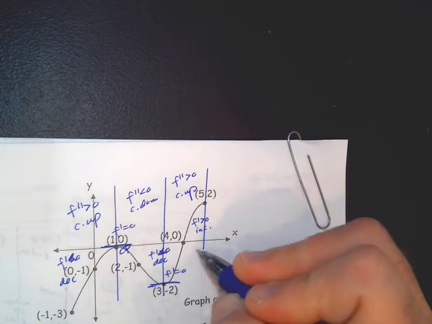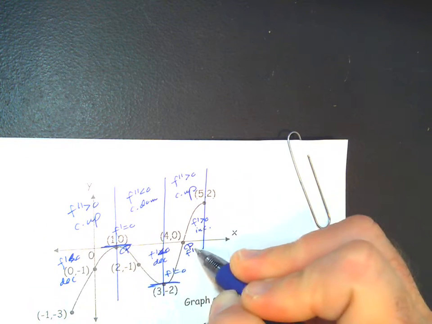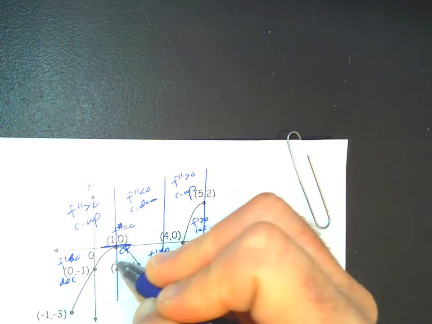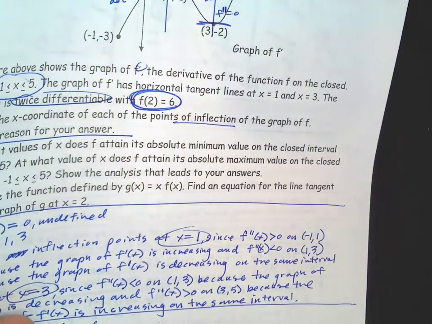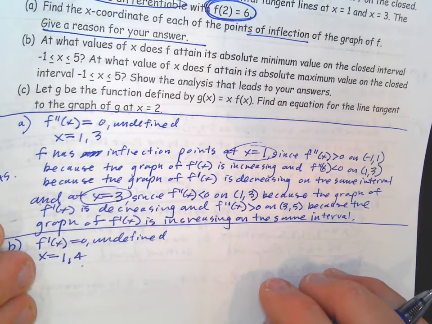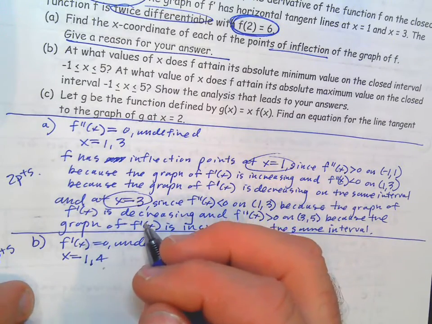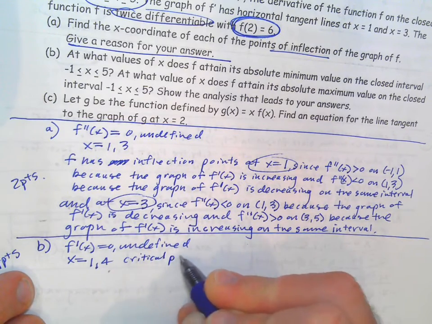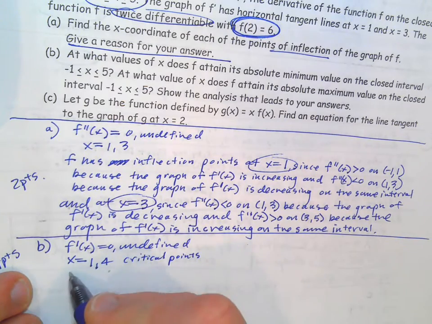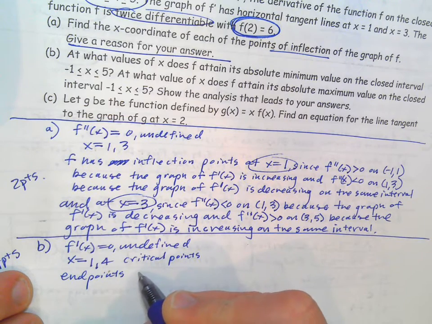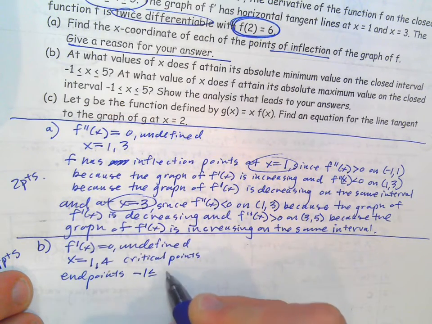So that's a critical point, and that's a critical point. F prime equals 0. Here, this is actually F double prime equals 0, and F double prime equals 0 there too. I wrote F prime equals 0 there earlier for the horizontals, but that'd be if it was the original graph. So 1 and 4 are your critical points. And your endpoints are -1 to 5.